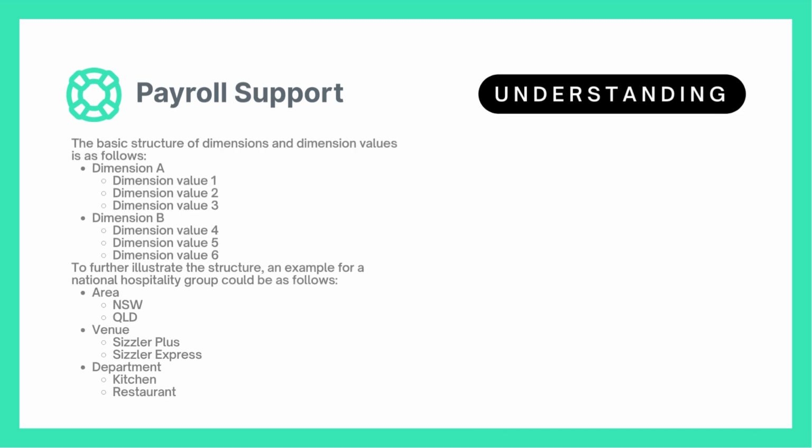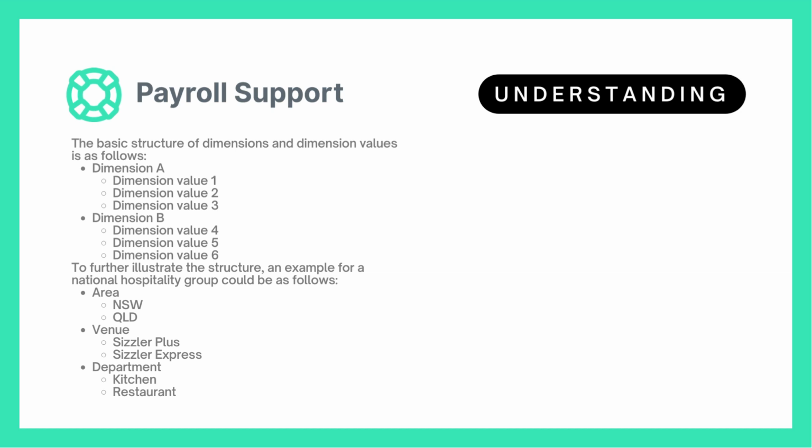A dimension is used to group or categorize data for the purpose of analysis. A dimension value is a subcategory or a tag attached to the data to conduct meaningful analysis. This can be done because the data at this level is more detailed. There is no limit to the number of dimension values that can be set up underneath a dimension. The basic structure of dimensions and dimension values is as follows.